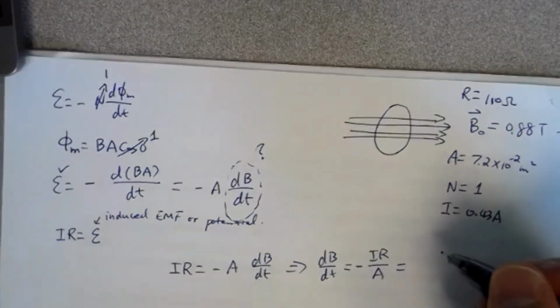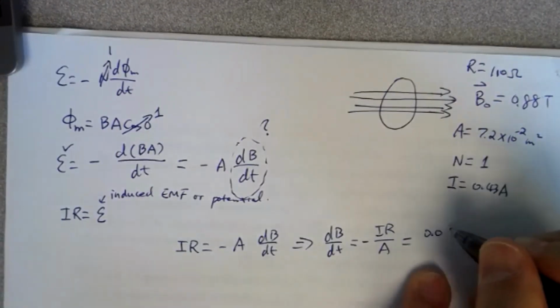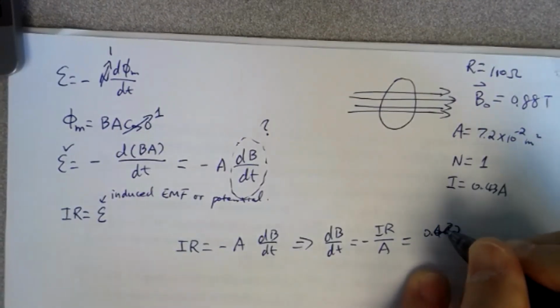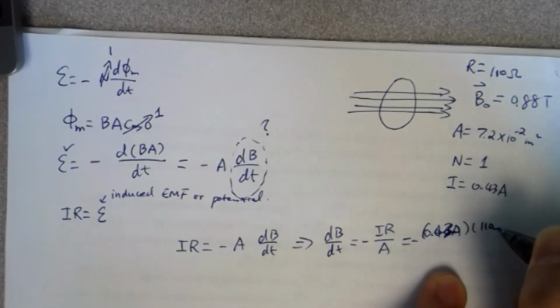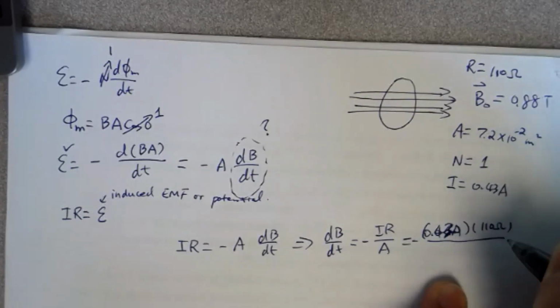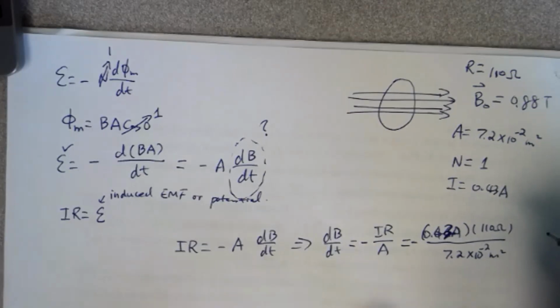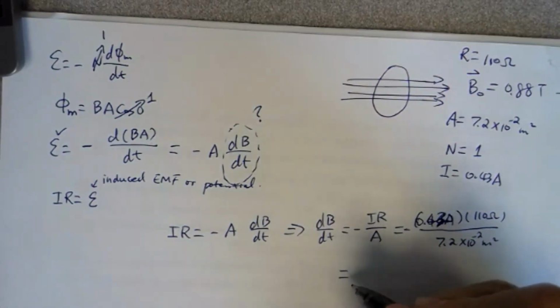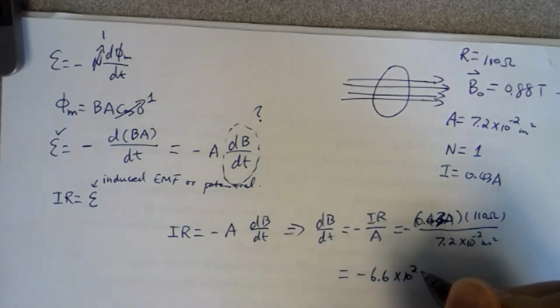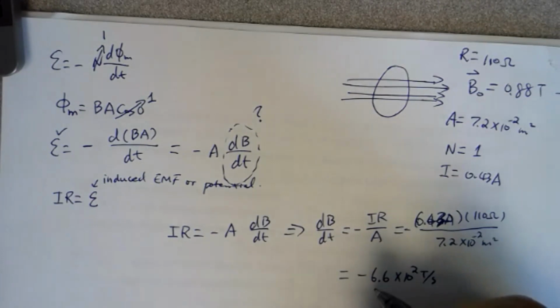So you plug in the numbers: I is 0.43 amps, times R, 110, and then over A, 7.2 times 10 to the minus 2 meters squared. That gives you just minus 6.6 times 10 to the second Tesla per second.